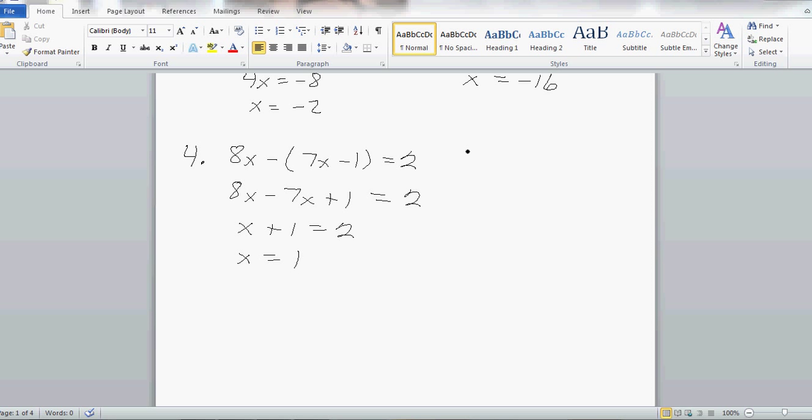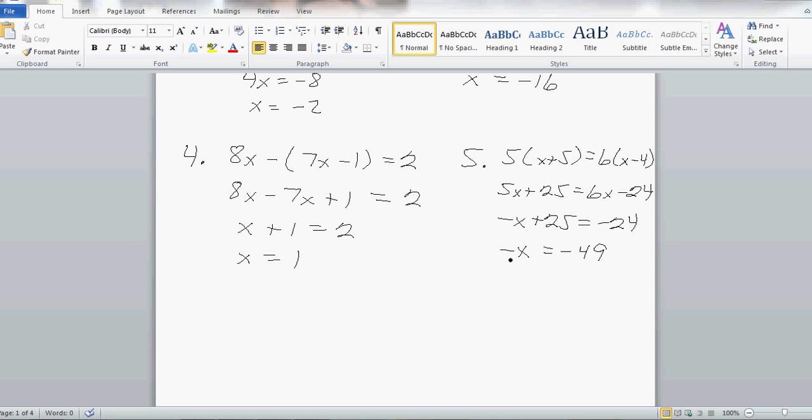get x equals 1. Number 5. 5 times the quantity x plus 5 equals 6 times the quantity x minus 4. Distribute both sides here, the 5 and the 6, and we get 5x plus 25 equals 6x minus 24. Now I'm going to subtract 6x from both sides, so I get negative x plus 25 equals negative 24. I will subtract 25 from both sides, so we get negative x equals negative 49, and then divide both sides by negative 1, so that x equals 49.